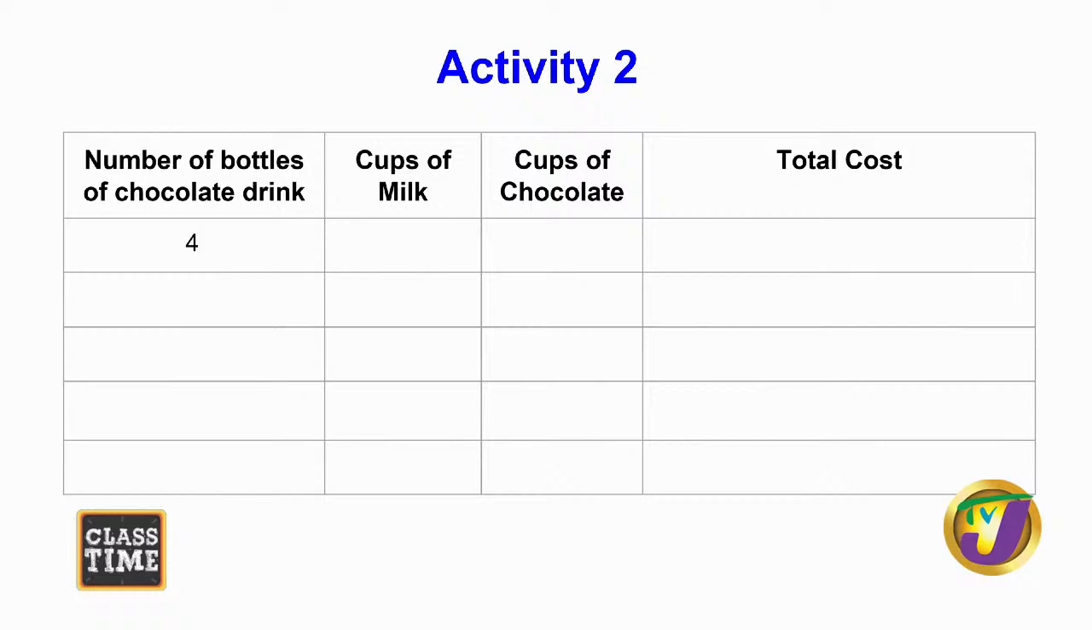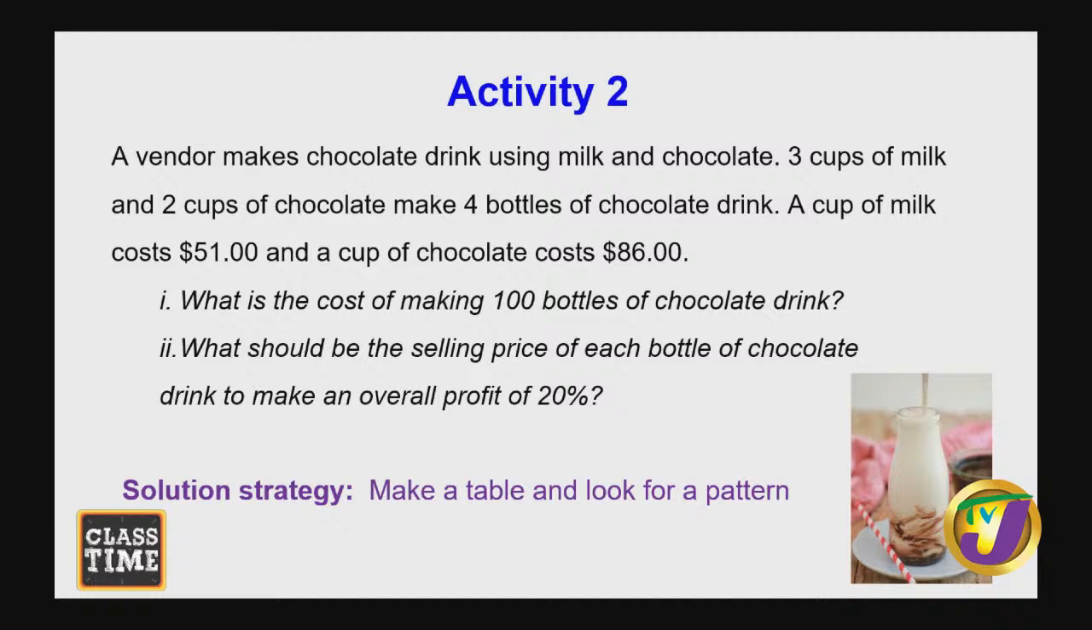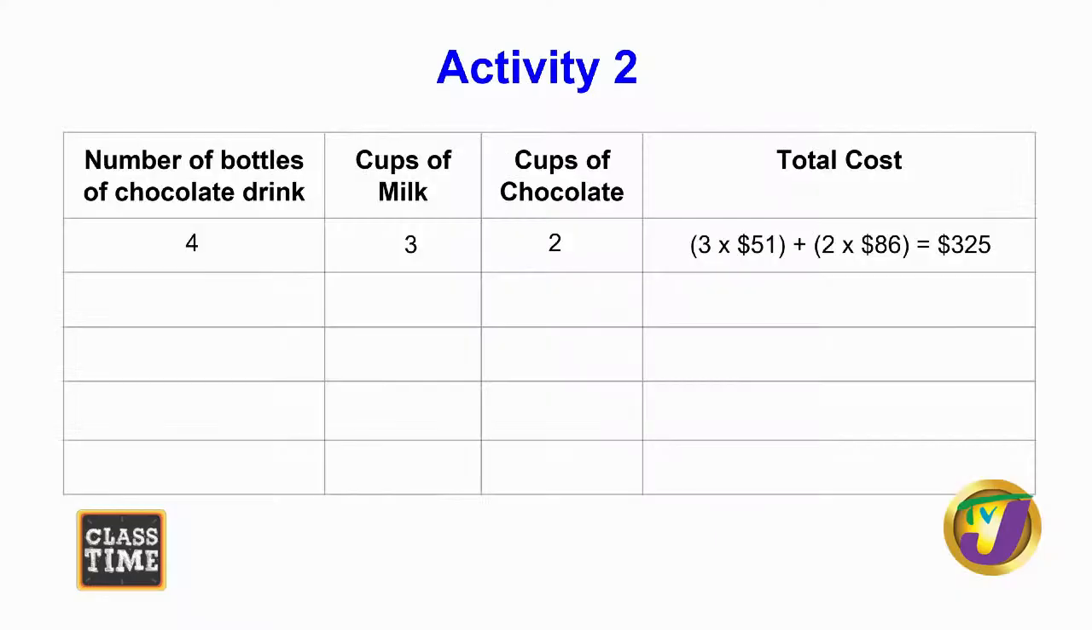So we were already told that to make 4 bottles of chocolate drink, we need 3 cups of milk, 2 cups of chocolate, right? And they gave us a unit cost for each cup of milk and chocolate. So $51 per cup of milk, so we multiply that by 3, added to 2 cups of chocolate, and that's $86 per cup. So it's a total of $325 to make 4 bottles of chocolate drink. There you go.